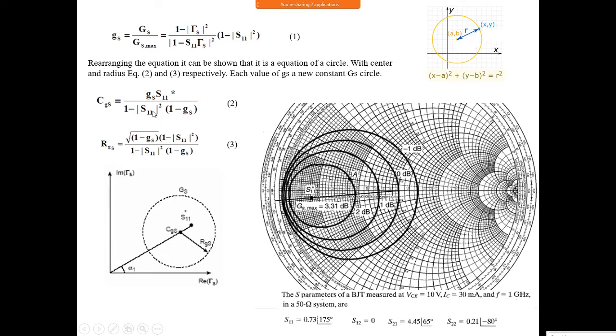If you know the center and the radius of the circle on the Smith chart, you can draw this constant gain circle. They are called input constant gain circles. This one is for 1 dB. Since we know the center and radius, you can draw the circle like this. After drawing that, you can take any value over it. For example, I have taken a value A here.